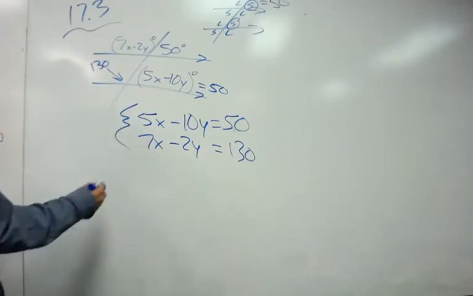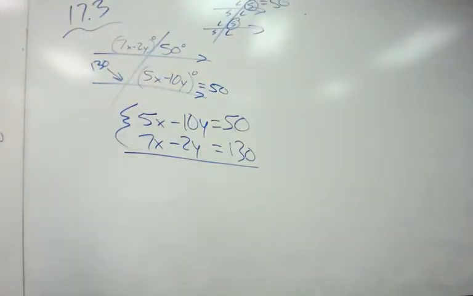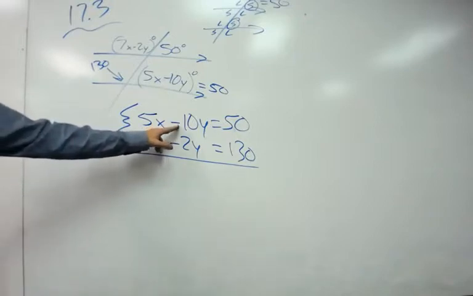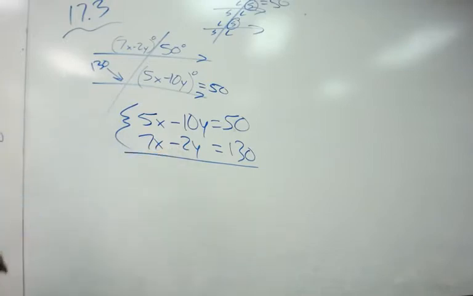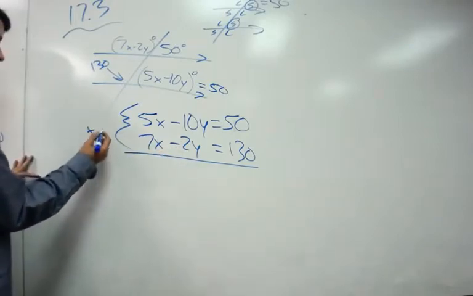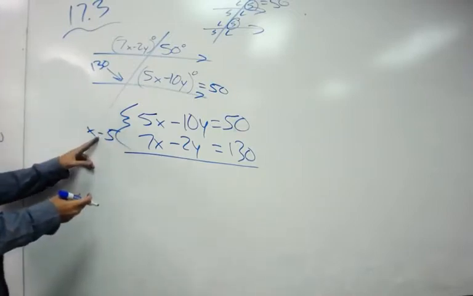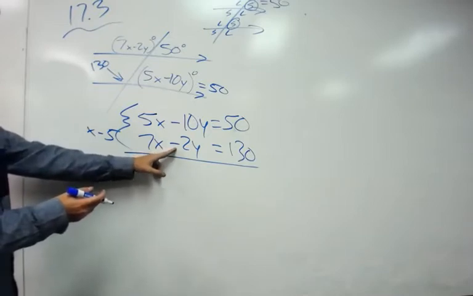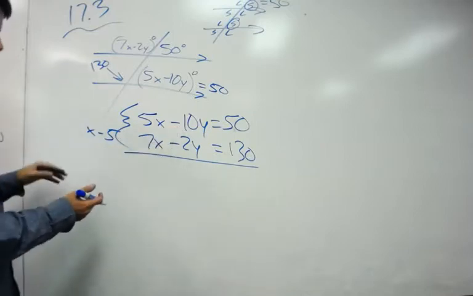I'm going to choose elimination in this one. What I'm going to do is multiply the bottom. I see a negative 10y and a negative 2y. I'm going to multiply the bottom by a negative 5. The reason I'm multiplying it by a -5 is because I need this to actually be positive to be opposite of the -10y. So let me distribute this and show you.